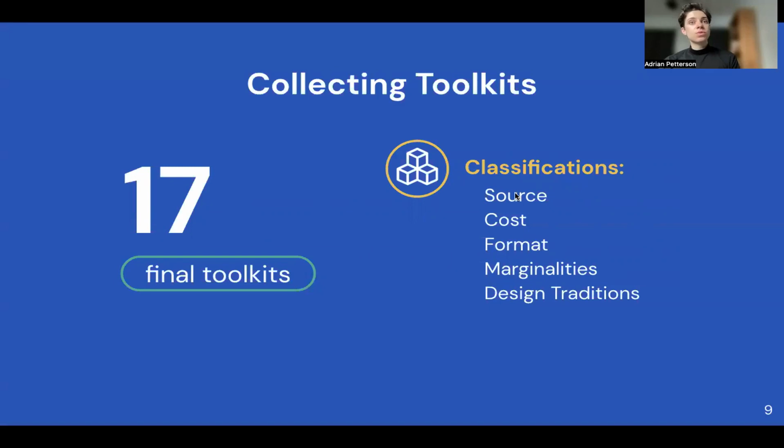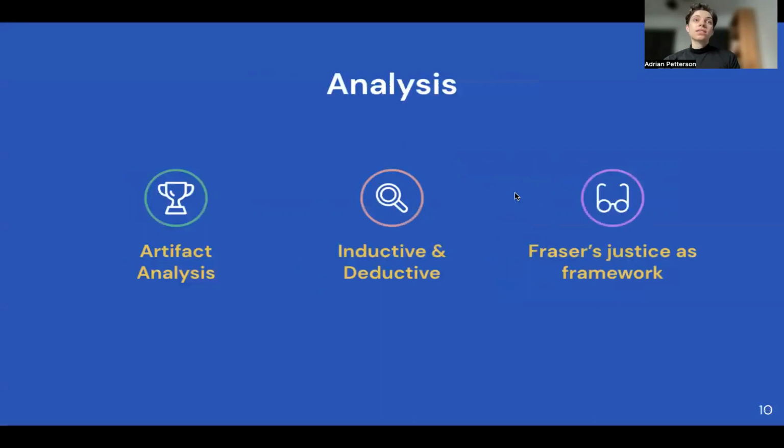We then classified the toolkits based on their source, what sorts of design traditions they pulled on, their cost, what marginalities they addressed, and the format of the toolkit. Next, we performed an artifact analysis using deductive and inductive thematic analysis, using Nancy Fraser's 3 dimensions of justice as a framework.